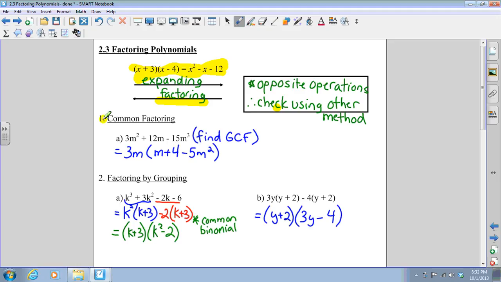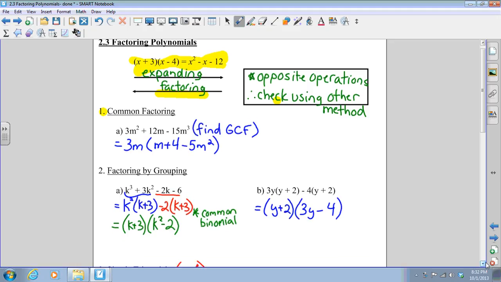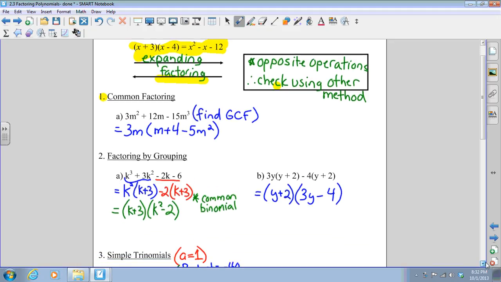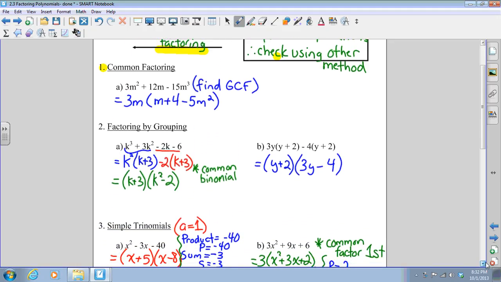If you're having trouble with this, please check the appendix section in your textbook. They have a good review on factoring. Okay? So check that out if you need some extra help. This is going to be the time-consuming thing that I hope from grade 10 that you can improve upon.